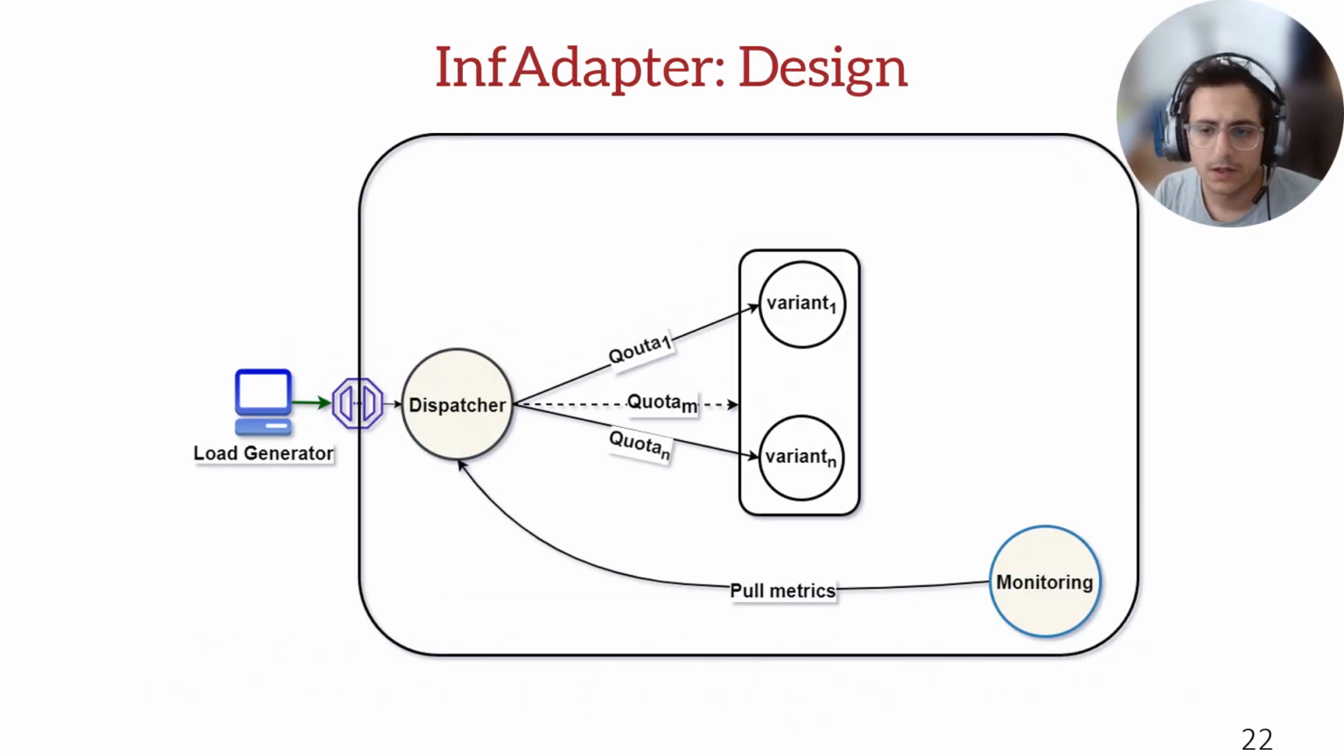In this figure, we see a monitoring component that monitors the requests per second relevant to each model variant and eventually sends its traces to other components.